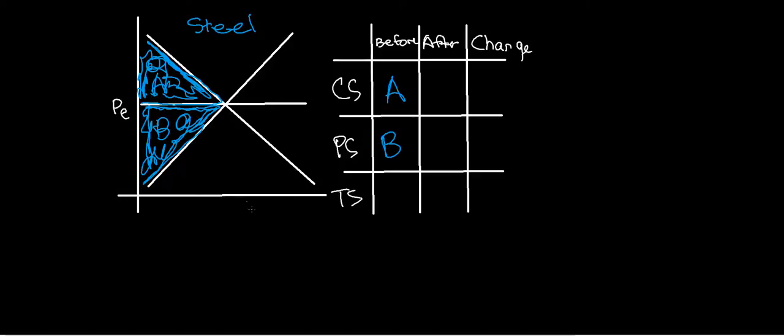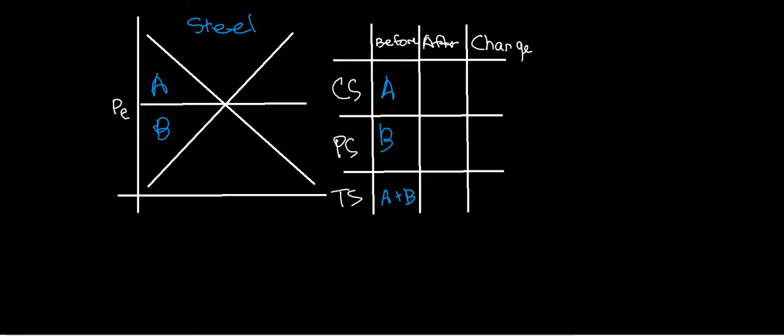So what is the total surplus of the nation? It is A plus B. Now, I'll erase this part. I'll put back A plus B.